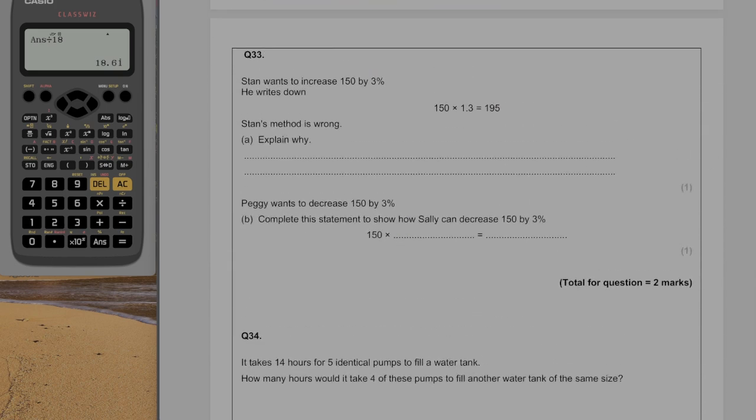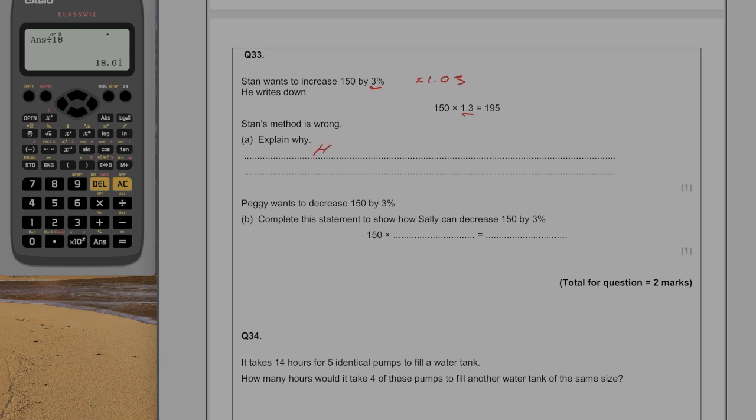Right, question 33. Stan wants to increase 150 by 3%. He writes down 150 times by 1.3 is equal to 195. Stan's method is wrong. Explain why. Well, 3% would be a multiplier of 1.03. So I'll put that.